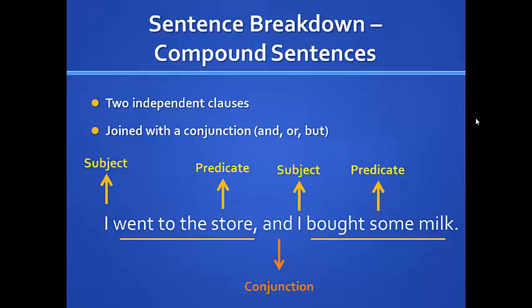Also notice the comma directly before the and. As you learned in previous lessons, when we're connecting two complete sentences with a conjunction like and, we need the comma before it. So this is a compound sentence.